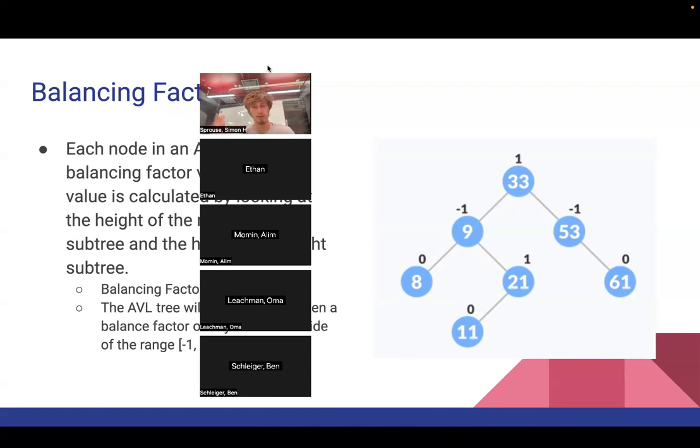What is a little bit less obvious is calculating the balance factor for the nodes that are higher up in the tree. So as you can see, 21 is going to have a balance factor of 1 because the height of the left subtree is 1 and the height of the right subtree, or non-existent subtree, is 0. So 1 minus 0 is 1. Whereas for 9, you take 1 minus 2 for the heights of the left and right subtrees, respectively, and you get negative 1. As y'all can see, intuitively in this tree, we're looking at numbers 1, negative 1, 0. Those are all pretty low, right?